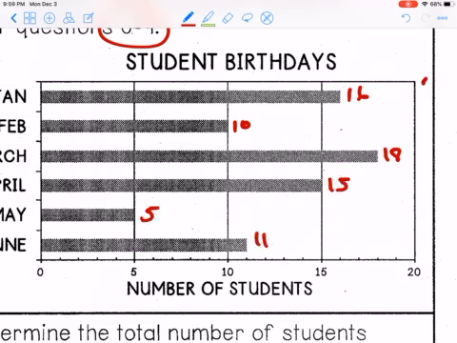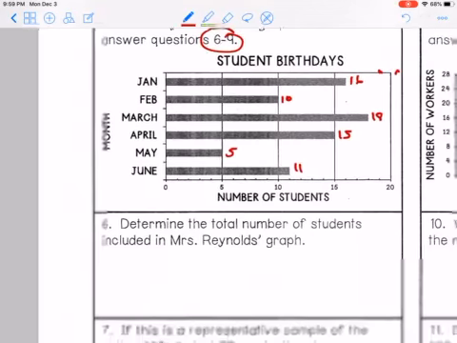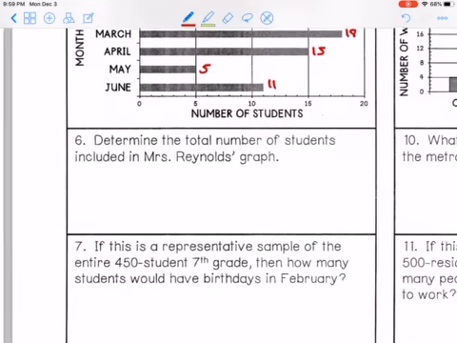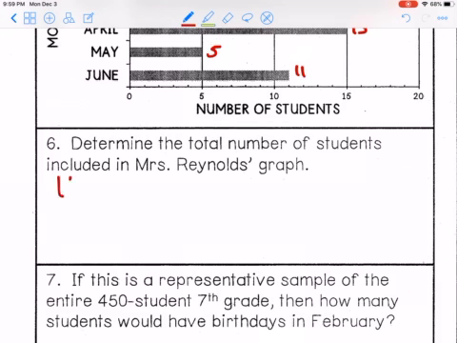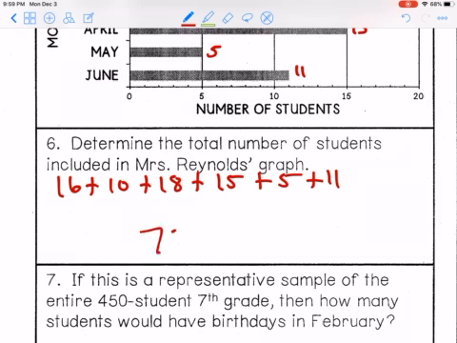And then once I do that, if I add them up, I will already have my total. But the first question is asking me to do that. It says determine the total number. So that's 16 plus 10 plus 18 plus 15 plus 5 plus 11. They're not always going to ask you to do that in the first question, but in this one, they do. When we add all those, we get 75 students.